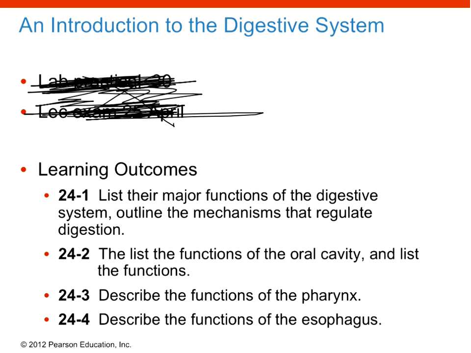So here are the learning outcomes that you'll need to study for our next test that comes up that will include digestive system and metabolism, and there's one more set of lecture notes that will be involved there.